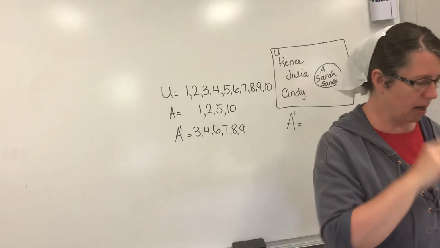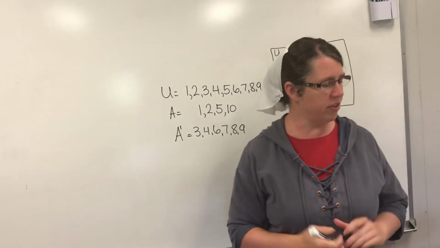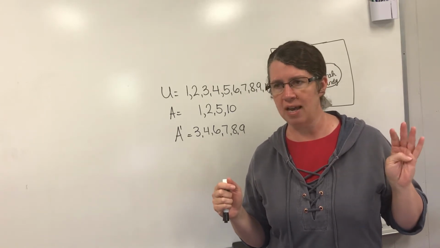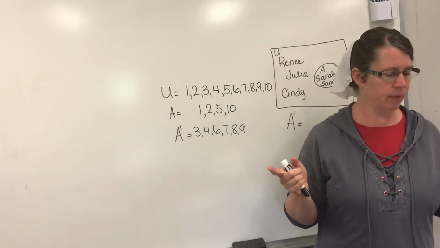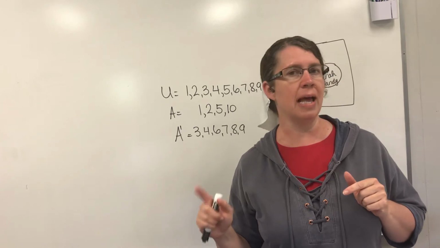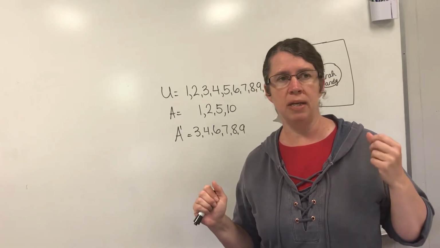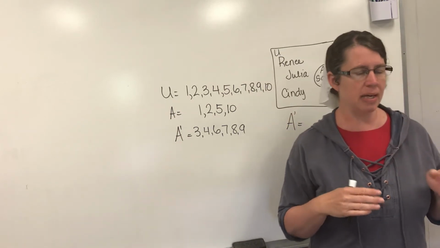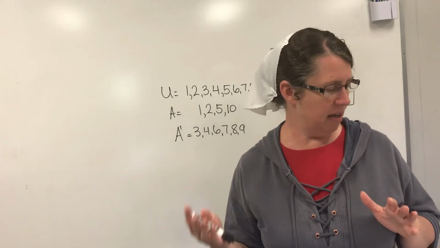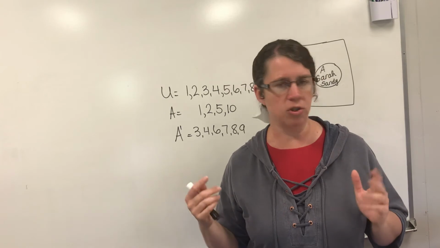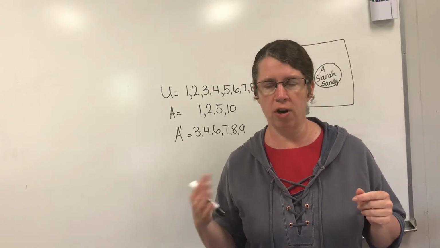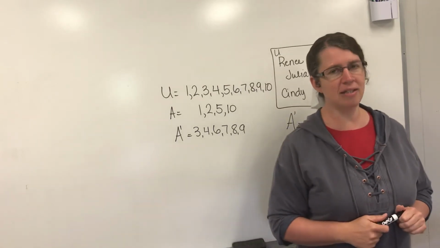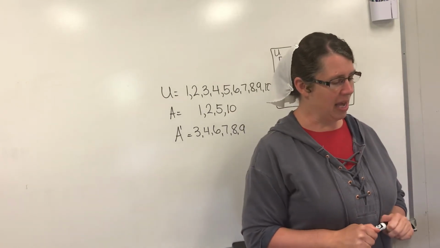All right, numbers 4, 5, and 6. Set U, the universal set, is even numbers from 1 to 10. So 2, 4, 6, 8, and 10 are your even numbers. Now set B is even numbers less than 5, which would be 2 and 4. The complement of set B is anything that is not in set B. In our universal set of 2, 4, 6, 8, and 10, 2 and 4 are in set B. The complement of that would be 6, 8, and 10. Make sense? Hope so.